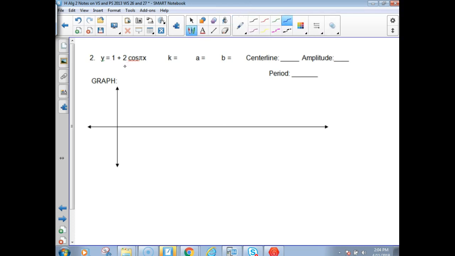So let's identify: the K is 1, the A is 2, the center line, oh wait, I just wrote that in the wrong place. The A is 2, and the B value is pi. So your center line would be shifted from 0 to 1. Y equals 1 is your center line. Do not label anything on your graph yet. Your amplitude is the absolute value of 2, which is 2. And your period would be 2 pi divided by pi, which is 2.